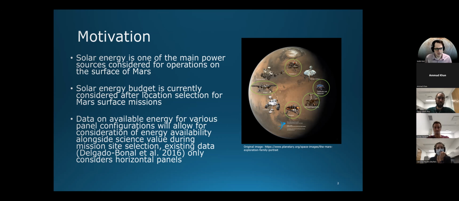Now, currently, data for different orientations of solar panels is only available for flat panels, so horizontal panels on the surface. There isn't currently global data available for panels at angles or facing in different directions. So this is something that we are currently looking to produce in a manner which could be accessed for a base introductory level during site selection. Of course, more detailed analysis for specific sites involving terrain, which could block light and such, would have to be carried out once you select a specific site.